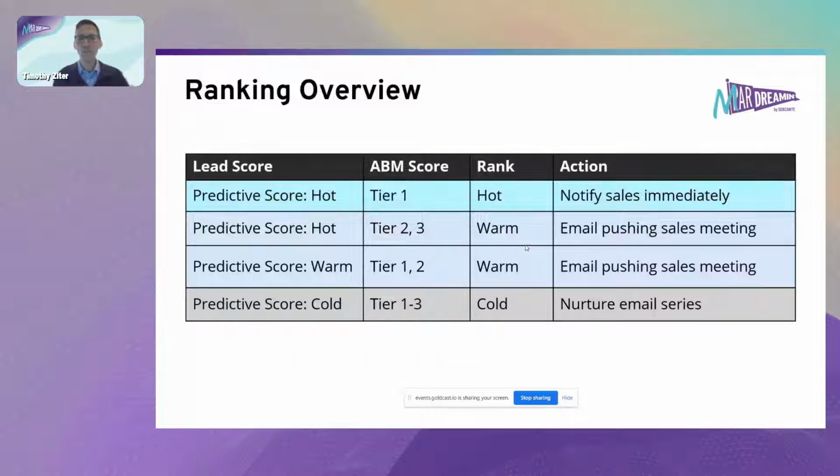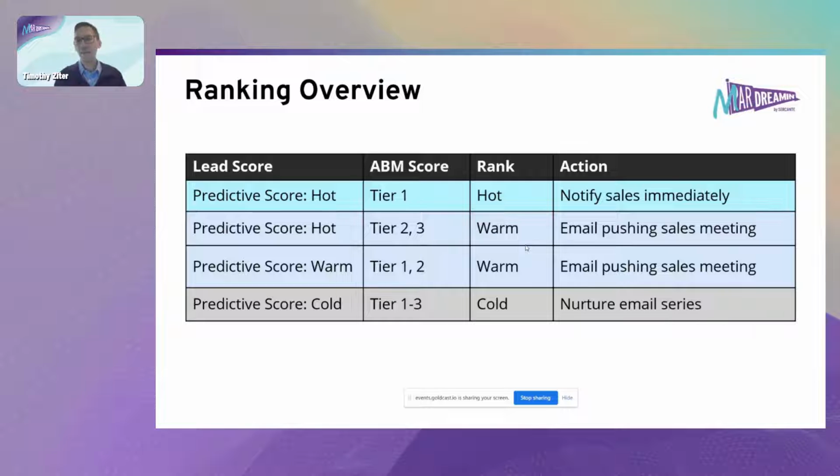So taking those 2 ranks, we wanted to put together a simple matrix for our presentation today. If someone has a hot lead score from SalesWings and they have a tier 1 hot score from Demandbase, we're going to rank that lead as hot. We want to send them down the path that notifies sales immediately.